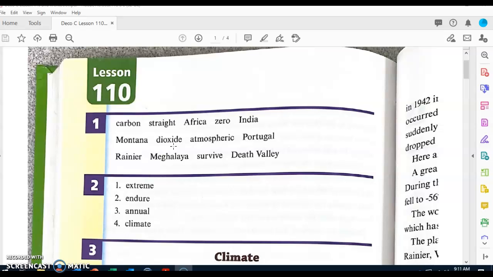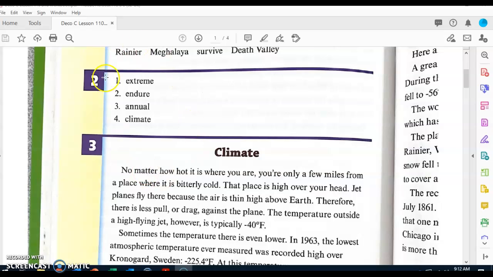What word? Dioxide. Next word. What word? Atmospheric. Next word. What word? Portugal. Next word. What word? Rainier. Next word. What word? Meghalaya. Next word. What word? Survive. Next word. What word? Death Valley. Let's go ahead and look at part 2.